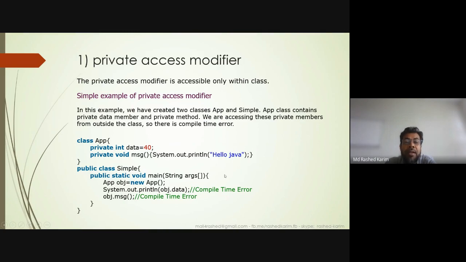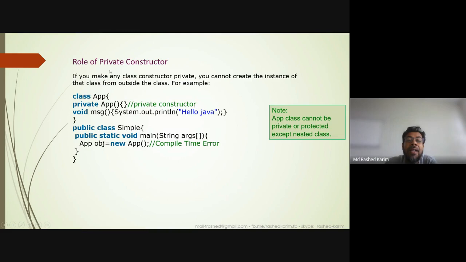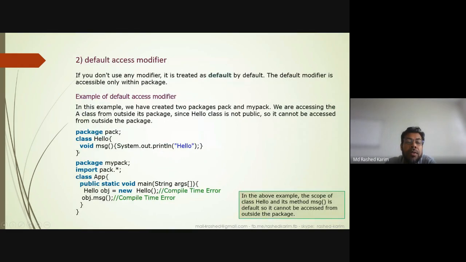So this is private, and there is also the private constructor. I'm just showing this. In the package, you see, this void has nothing mentioned, no private or protected or public. So this is called default. So this method can be used by classes inside the package.